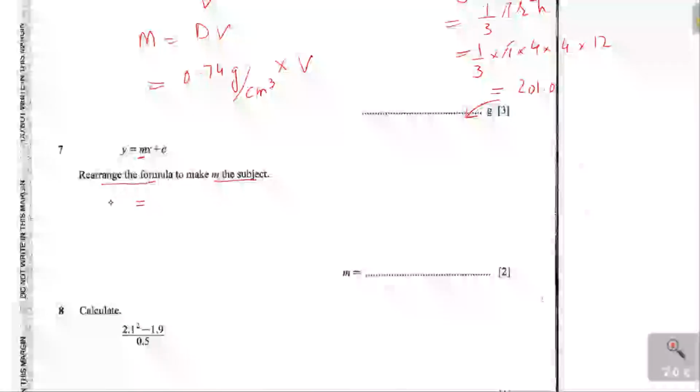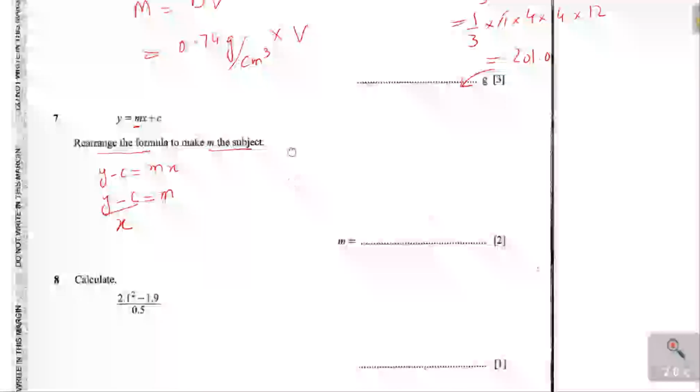We will shift c from the right to the left side, and this becomes y minus c equal to mx, and we have to make m the subject. Therefore, we divide y minus c by x, and we get m equal to (y minus c) over x.